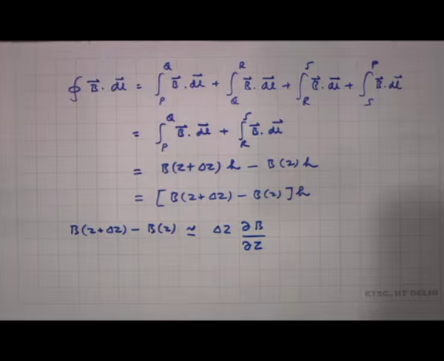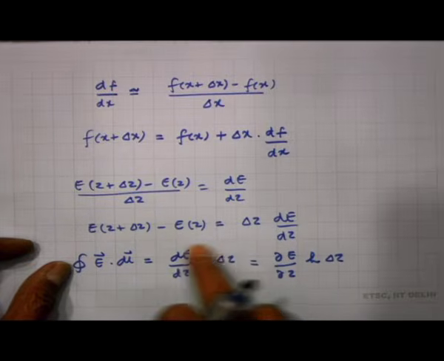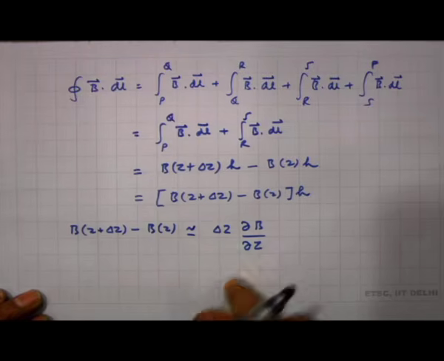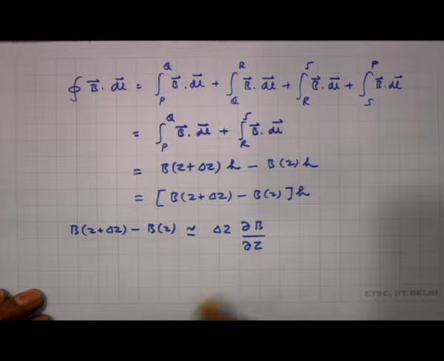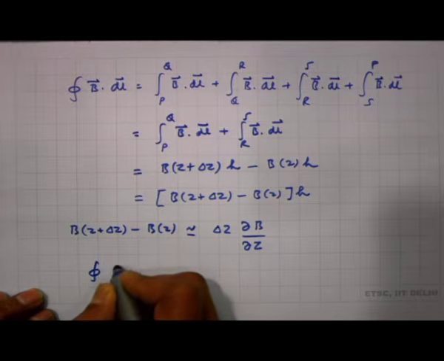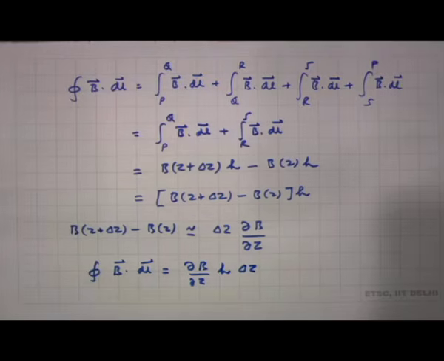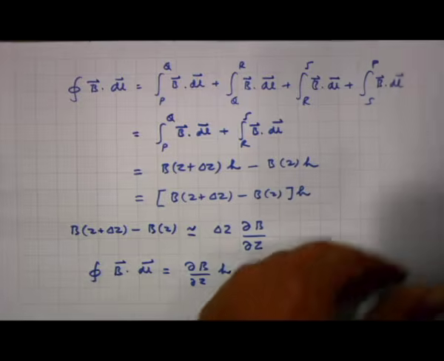Using again the same argument as I had given for calculating del E by del z, I can write immediately that, like here, remember I had written E of z plus delta z minus E of z was delta z dE by dz, B of z plus delta z minus B of z is approximately delta z del B by del z. So, integral B dot dl will be equal to del B by del z into h delta z. Again I am writing partial derivative because the magnetic field depends on position and time, and so this is a derivative with respect to z keeping time constant.